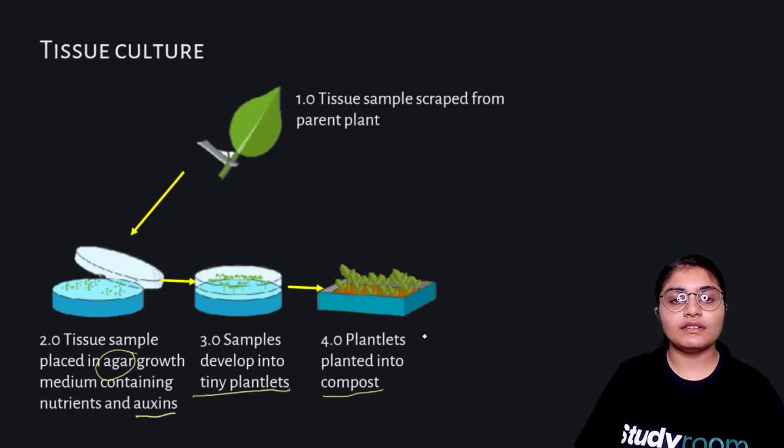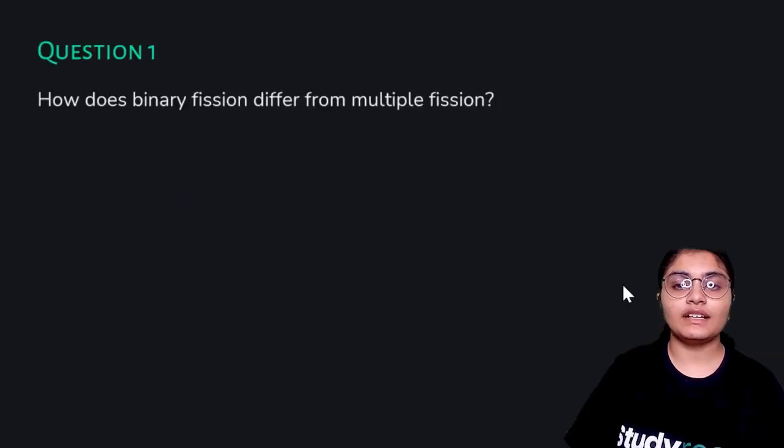So that is how this whole process of tissue culture takes place, and it has several advantages, like it produces disease-free plants, and it is really a very good method for growing ornamental plants. So that is how tissue culture takes place. Now let's discuss the InText questions one by one.